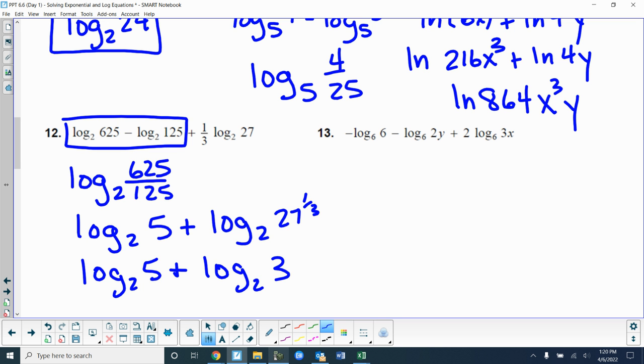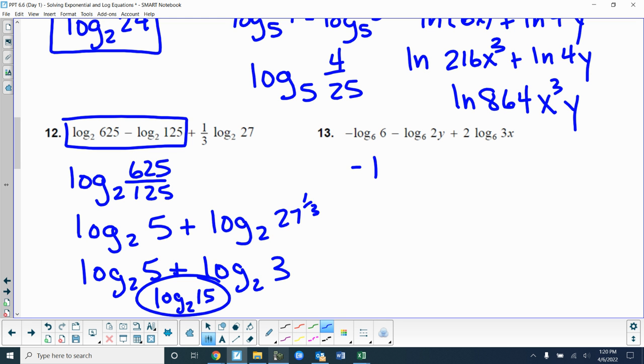So what I did is I simplified this fraction because 125 went in there 5 times, and I simplified that 1/3 exponent or cube root to a 3. Now what can I do with the 5 and 3? Multiply. Yeah, so it's log base 2 when you're all done of 15. Okay? That wasn't too bad. All right, this one. Since those are both 6s, what's that answer? 1. I'm going to make a negative 1 because of the negative in front.